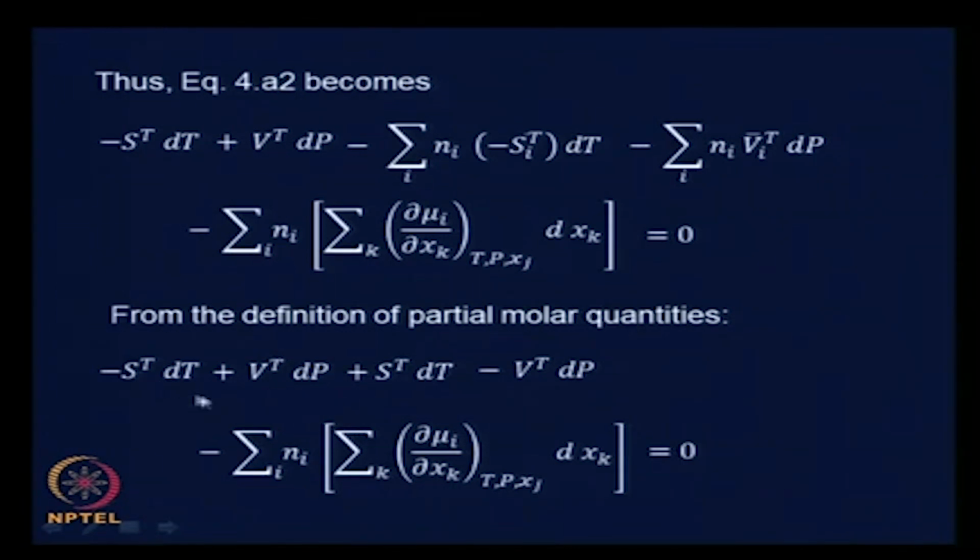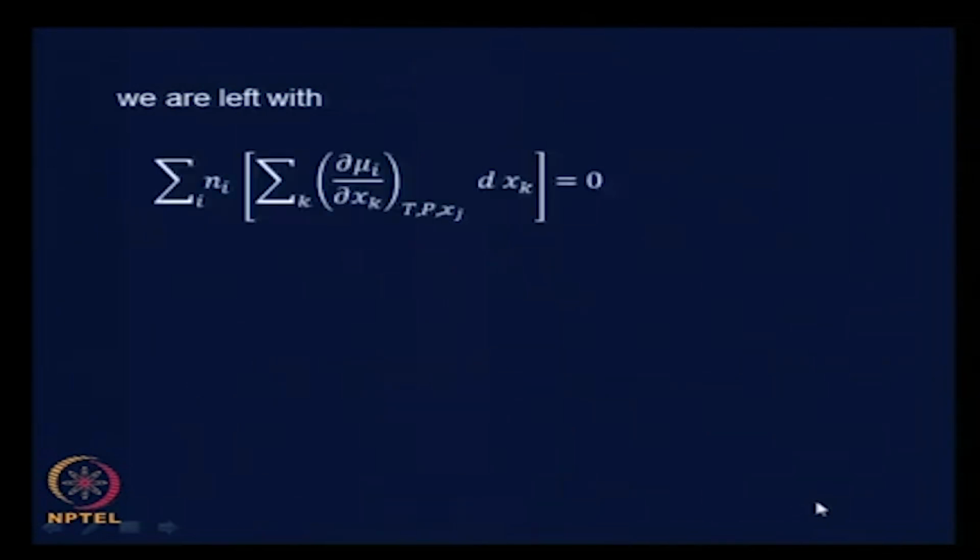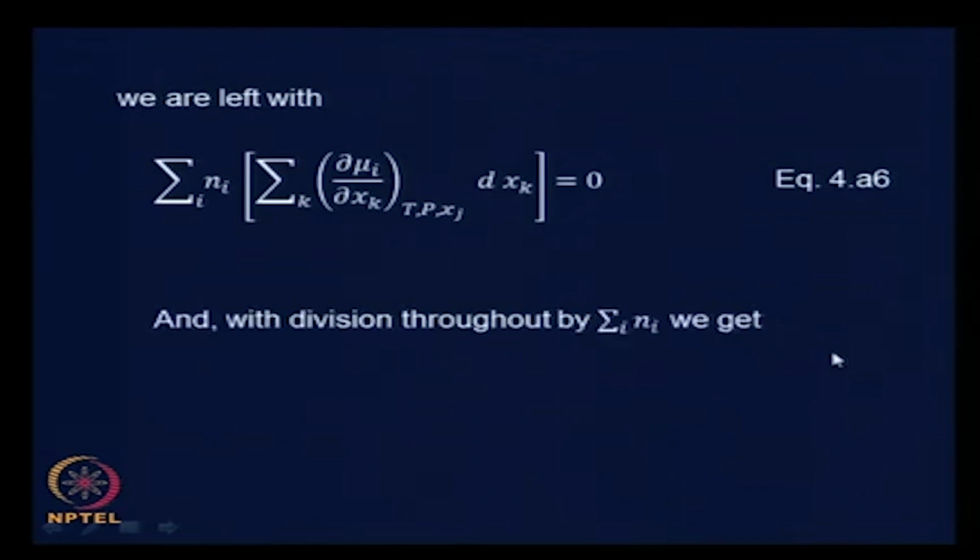It is quite obvious that these terms are going to cancel. Minus St dT will cancel with plus St dT, plus Vt dP will cancel with minus Vt dP, and therefore we have a nice form. Here minus is inconsequential anymore. We are left with sum over Ni, summation over k dou mu i dou xk at constant T, P, xj, dxk equals 0. We will call this equation 4a6.